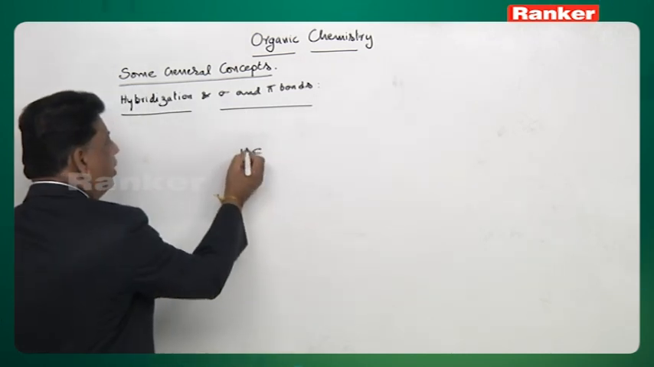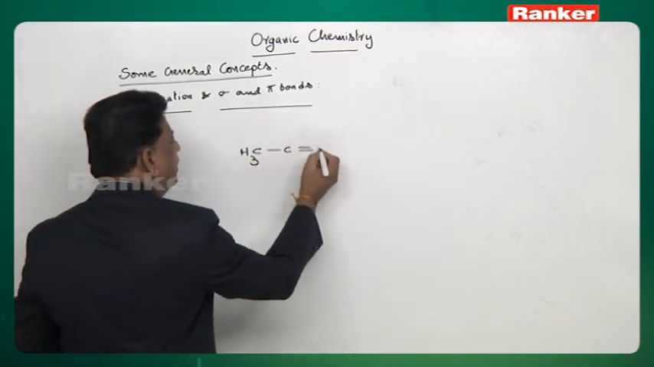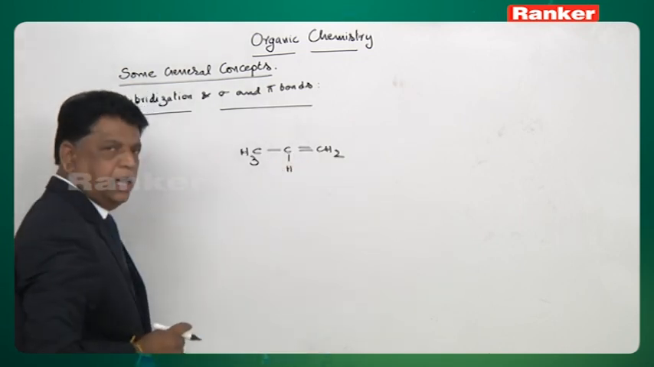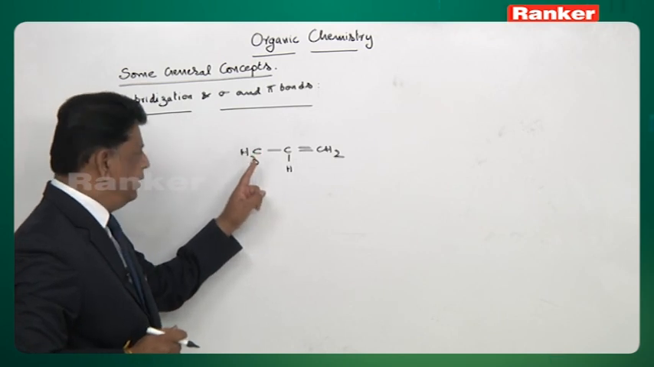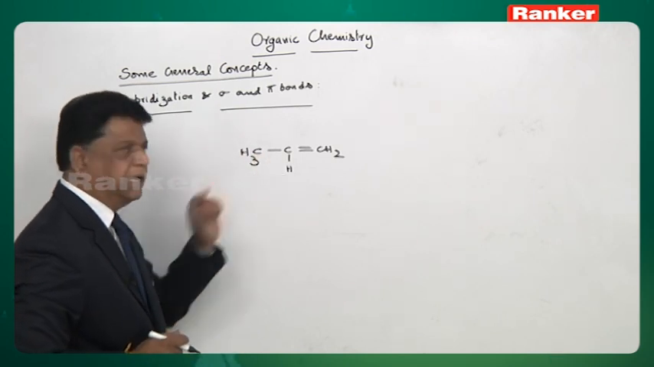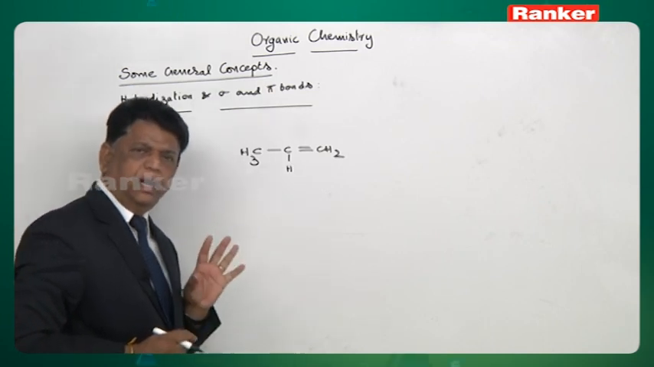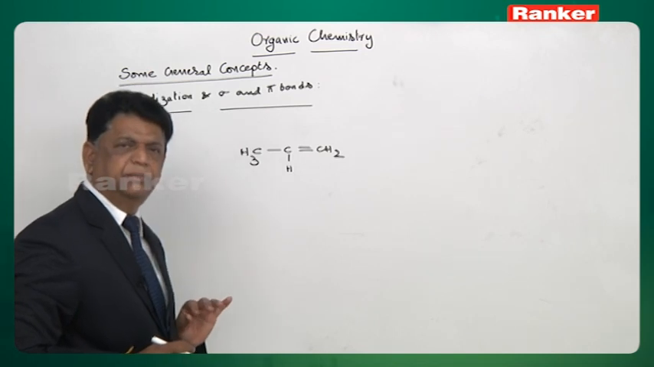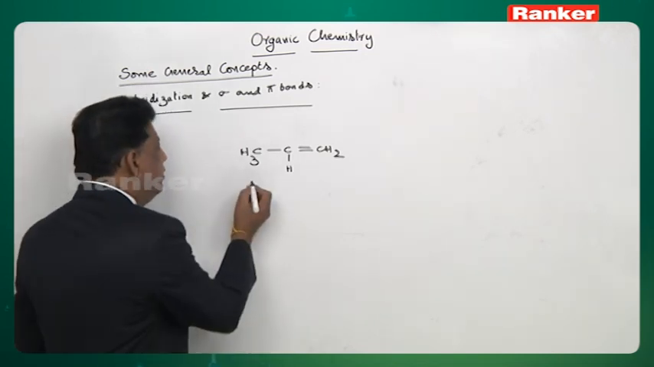Let us take one molecule like CH3-CH=CH2. I have written the molecule like this. Here the carbon is making 4 sigma bonds, 3 with the hydrogens and 1 with the carbon. 4 sigma means all are hybridized. So, the 4 electrons available with the carbon are exhausted in the hybridization, that means s plus 3 p orbitals.